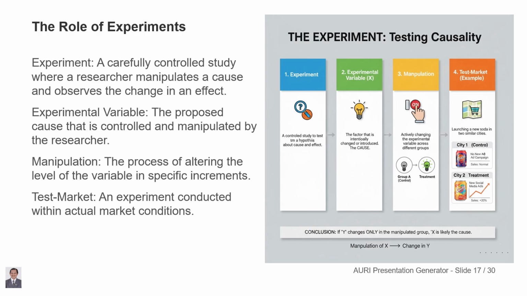This process of manipulation involves the researcher intentionally changing the level or presence of the experimental variable across different groups. For example, a researcher might show one group ad copy A, another ad copy B, and a control group no ad to see differences in purchase intent. When an experiment is conducted in actual market conditions, such as introducing a new product in select cities, it is commonly called a test market.